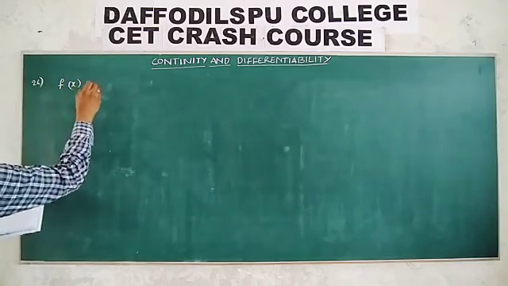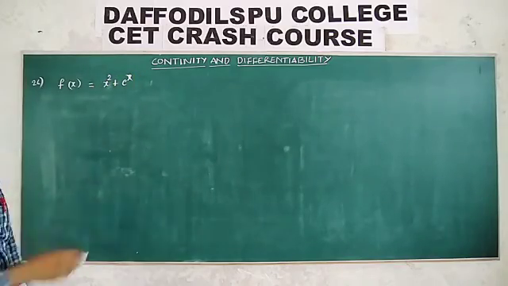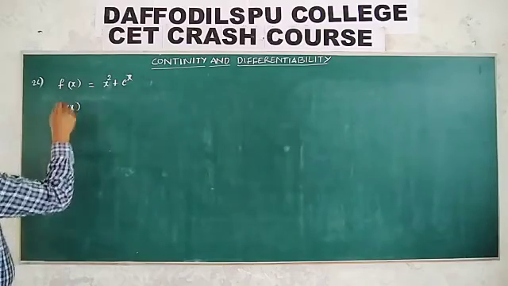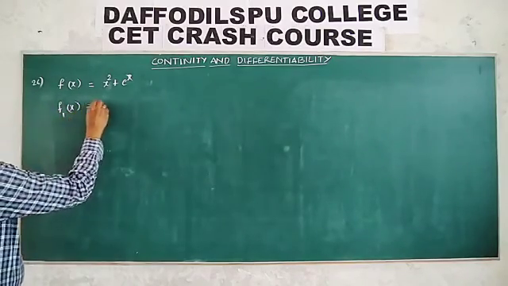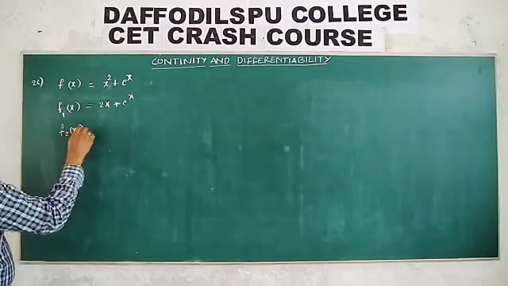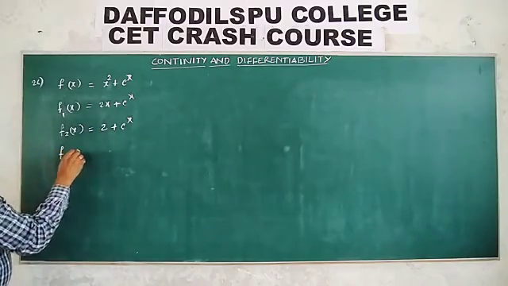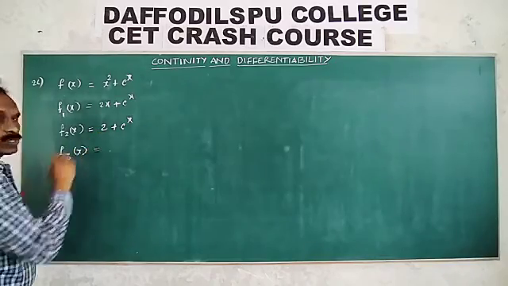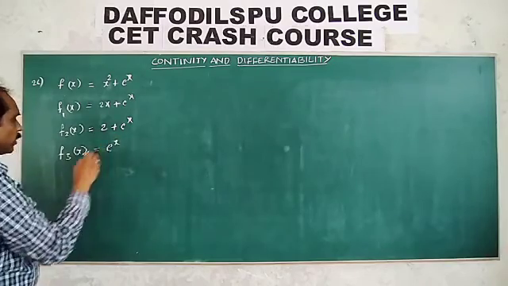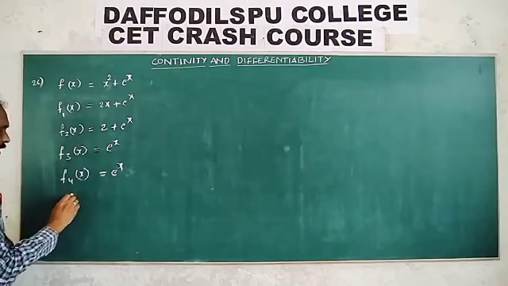Given f of x is equal to x square plus e power x. First derivative: f1 is equal to 2x plus e power x. Second derivative: 2 plus e power x. Third derivative: the derivative of the constant 2 is 0, so this is nothing but e power x. And the fourth derivative is e power x.